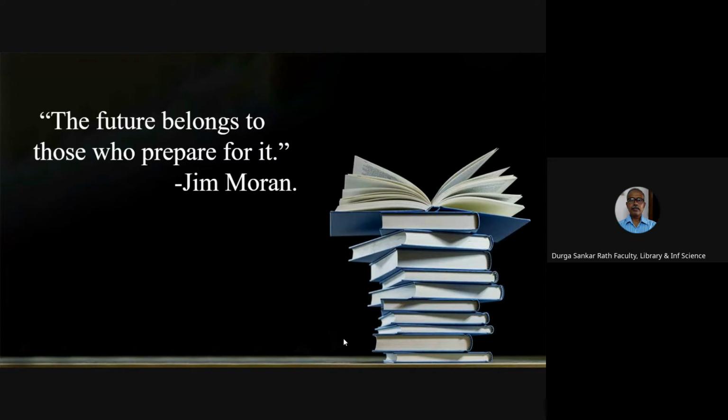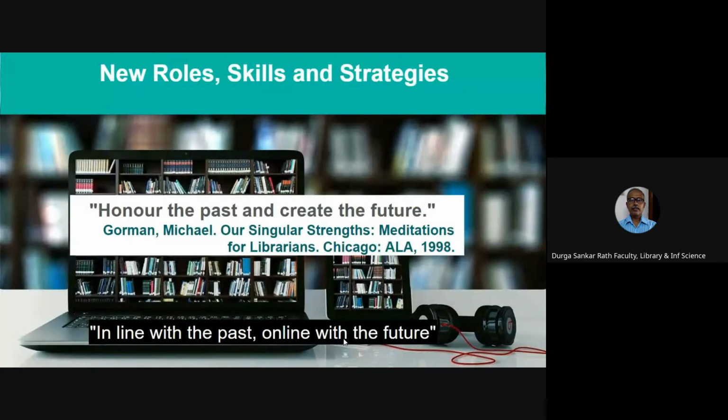Of course, librarians are very much aware of the future, and they try to incorporate all the developments in their library premises as soon as possible, as soon as people become aware of it. So the new roles, skills and strategies have to be incorporated in our library premises. So what did Michael Gorman tell us, in his Singular Strengths meditations for libraries, in Chicago, at ALA, in his lecture: honor the past and create the future.